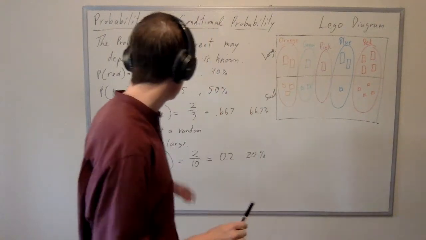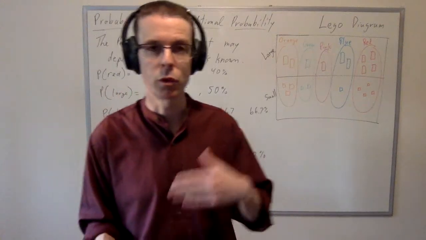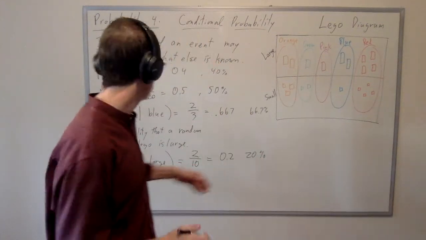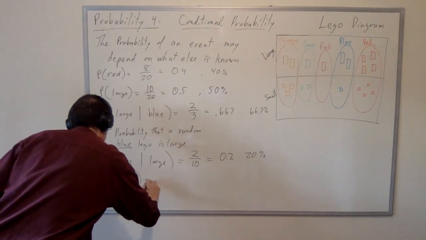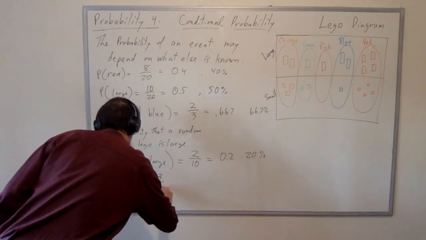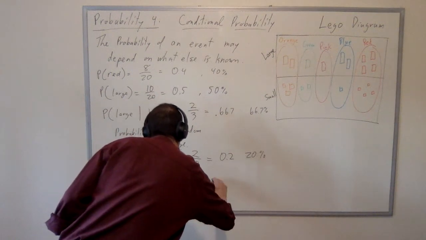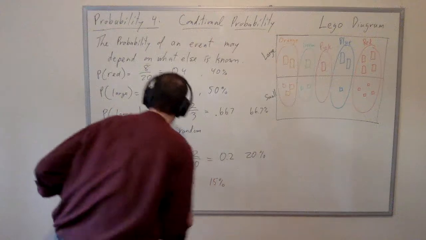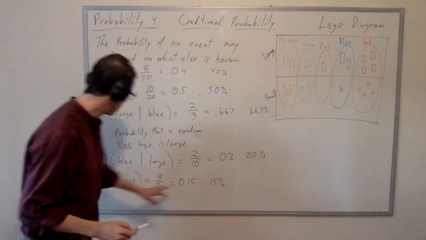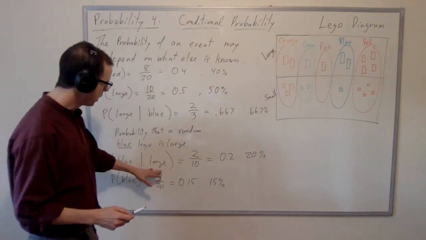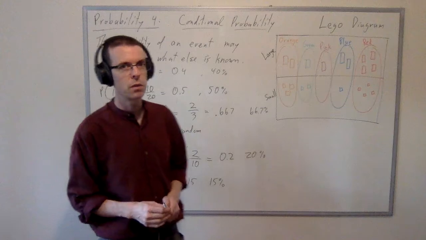changes the probability. This is not the same probability as the probability of getting a blue Lego if we're drawing at random. The probability of getting a blue Lego if we're drawing at random, just to illustrate that, is 3 out of 20, or 0.15, which is 15%. So if we draw truly randomly, we have a 15% probability of getting blue. If we draw only among the large intentionally, then we have a 20% chance of getting a blue Lego.